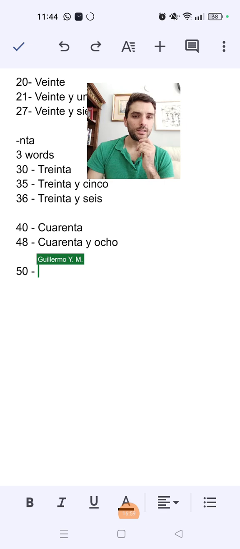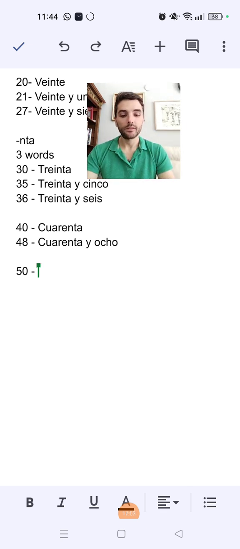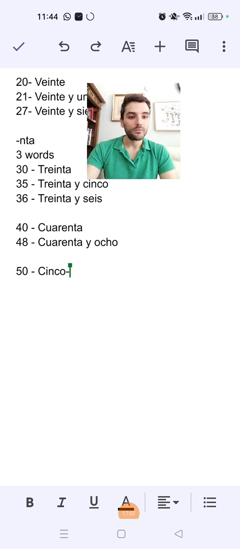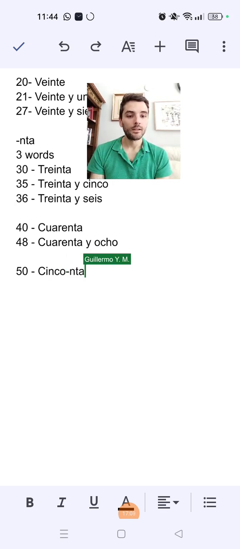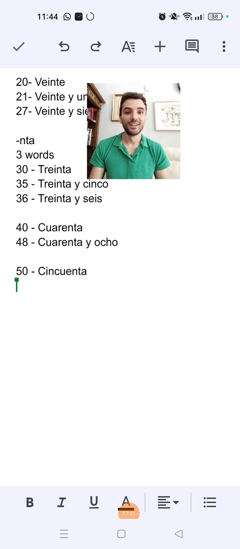Which one did you guess? It was number 50. We have cinco, and then we have nta, right? And actually this becomes cincuenta. Okay, there is no way you could know that. If you got it right, then this is gonna be very easy for you. If you didn't get it right, it's not such a big problem.